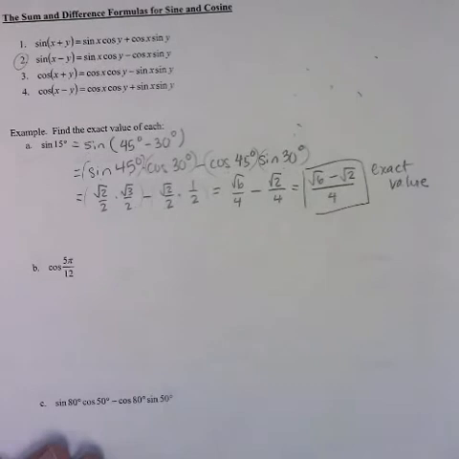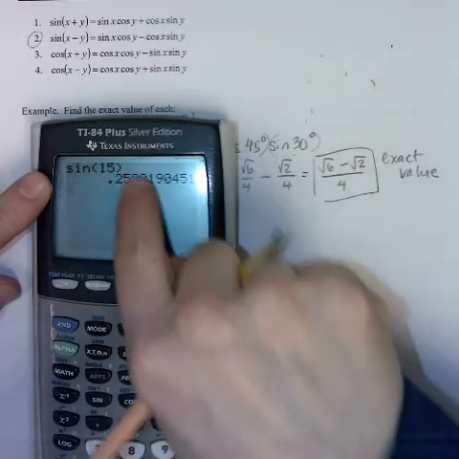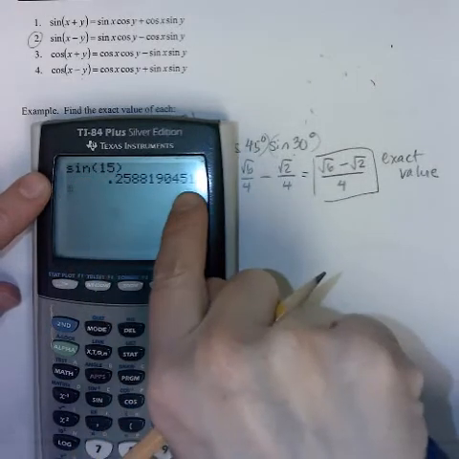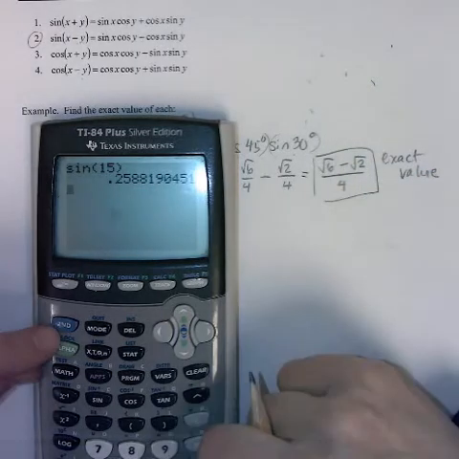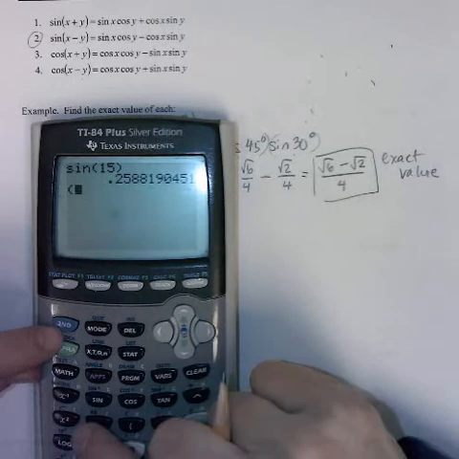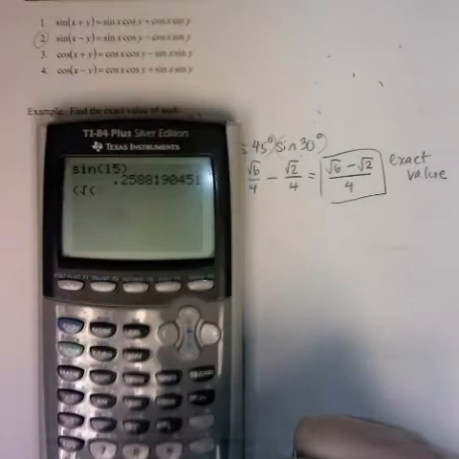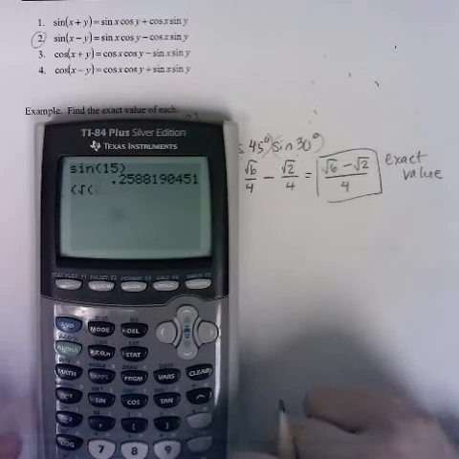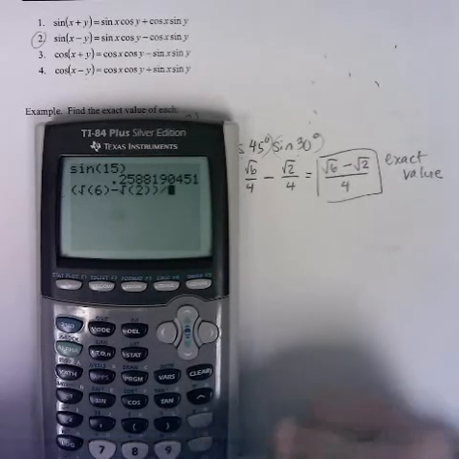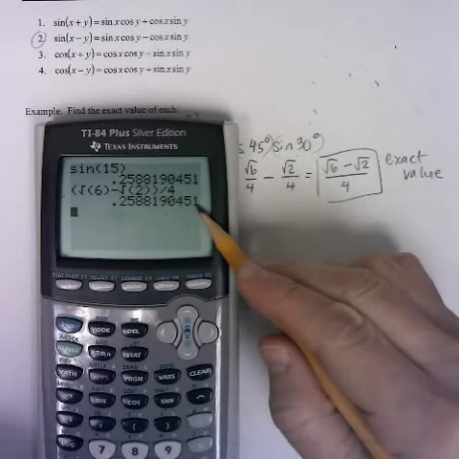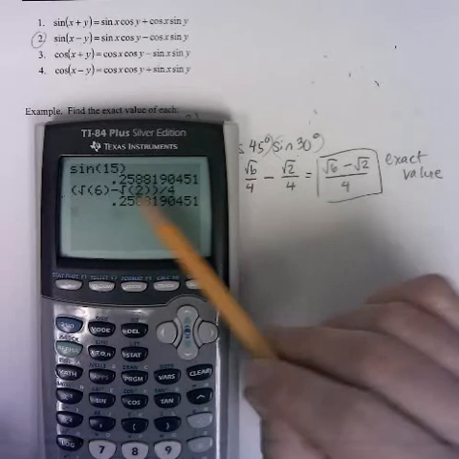The value on your calculator is the approximate value. So if you want to check your work, you know what sine of 15 is as a decimal. You can plug this in and see if you get the same decimal. So when we take square root of 6 minus square root of 2, parenthesis, divided by 4, notice it's the same exact decimal number. So this is the radical representation of this decimal.